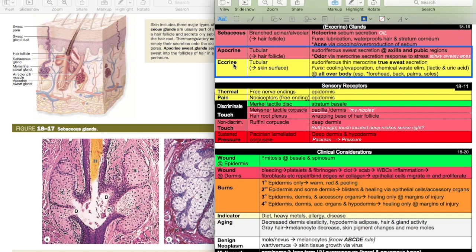Anything that ends in crine, the eccrine, apocrine, those are sweat glands, and both of the sweat glands are the same shape. They're tubular, just a tube, okay, and they basically just draw water from interstitial fluid and transport it through the gland, adding other things as well, okay.